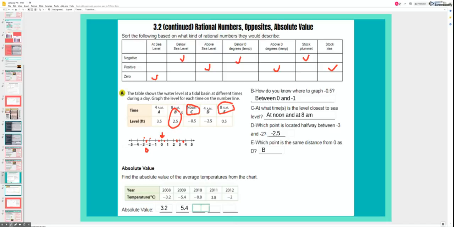Positive 0.8. Absolute value is the easiest. This is still going to be a positive 3.8 because absolute value is always positive. And that says negative 2, so that would just become positive 2. All right, I'm going to go to the next slide.